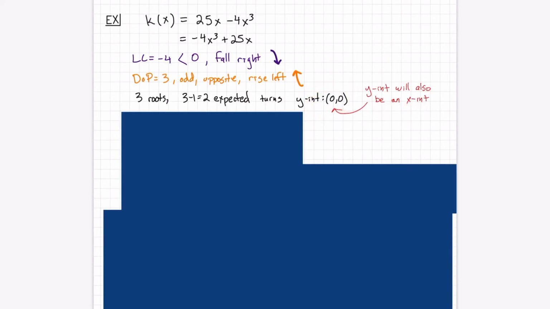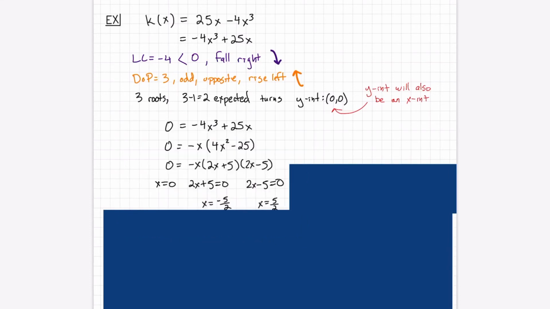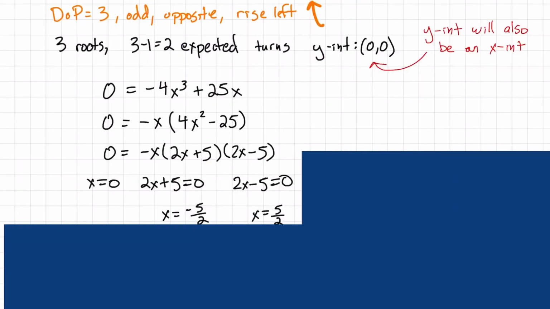All right, to get the other x-intercepts, I'll need to factor. So we first factor out our GCF. Our GCF is a -x, so I can factor that out. And the left-hand side is a difference of two squares. So we can then say that's (2x + 5)(2x - 5). All right, so my roots are x equals 0, x equals -5/2, and x equals 5/2. And the x-intercepts will then be the points (0, 0), (-5/2, 0), and (5/2, 0).